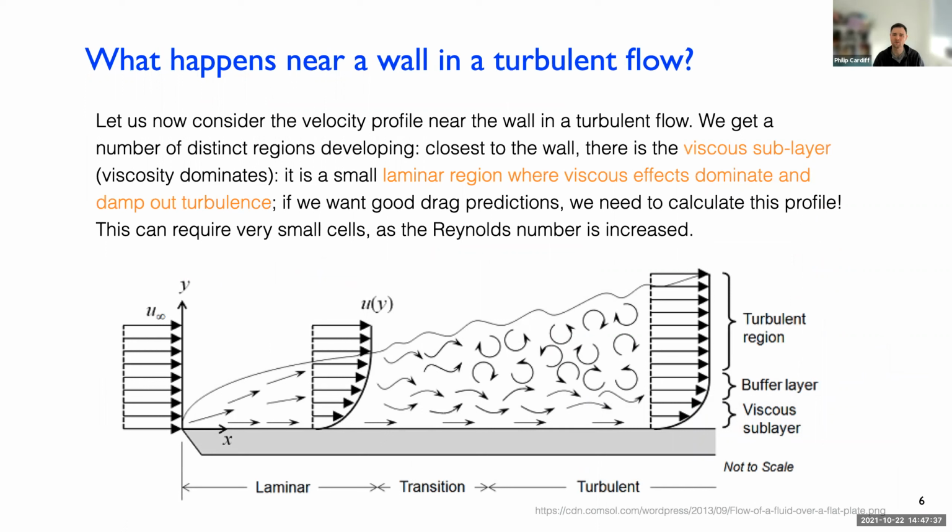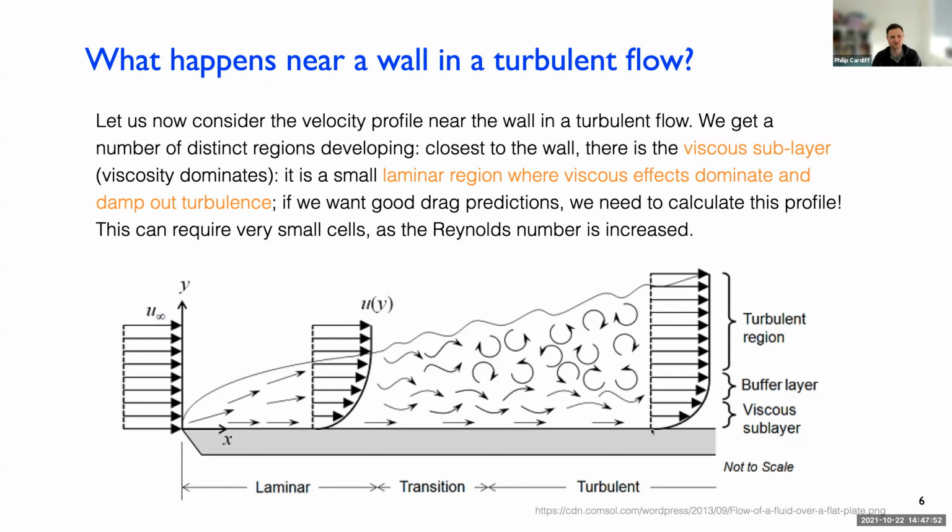To finish off, we're going to talk about what happens in turbulent flow. We had really nice velocity profiles there, but what about in turbulent flow? If we look at a wall here, this is a turbulent flow. Apologies, it's a bit low resolution. And I'm going to look over here.